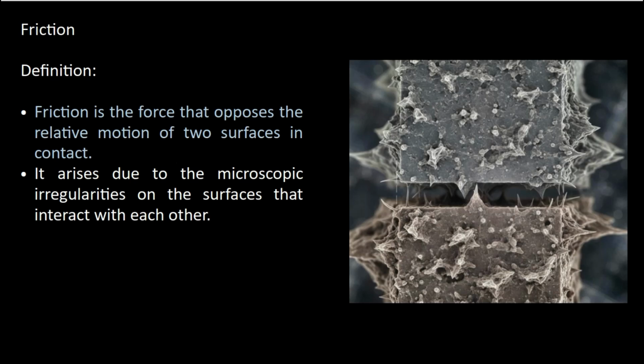Let's start with friction. The definition of friction. Friction is a force that opposes the relative motion of two surfaces in contact. So what does it mean? Force that opposes. So basically, the frictional force acts in the opposite direction of the motion. If you push a box to the right, the force of friction will be to the left. Okay, so that's an important statement.